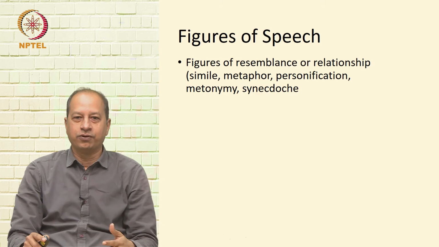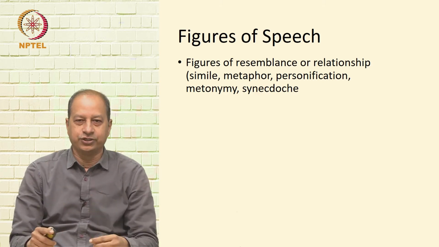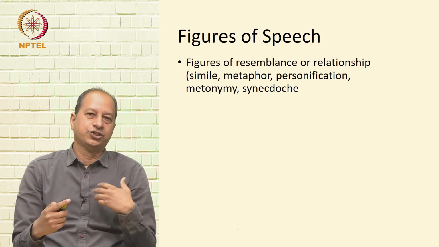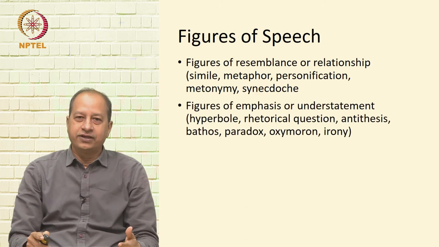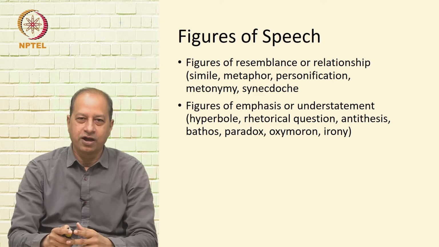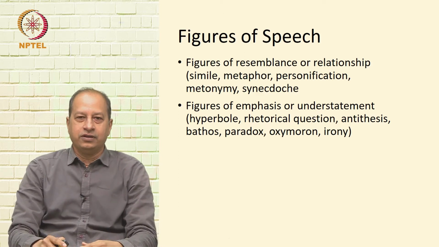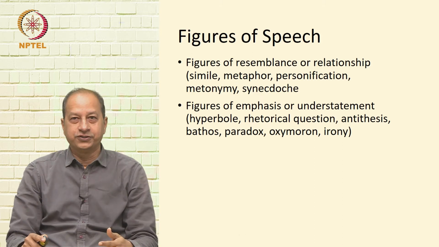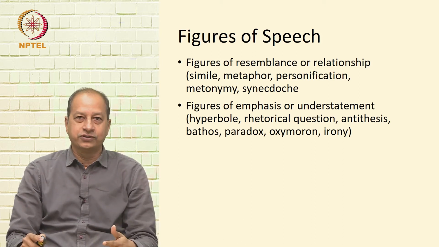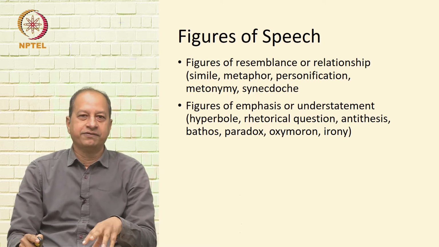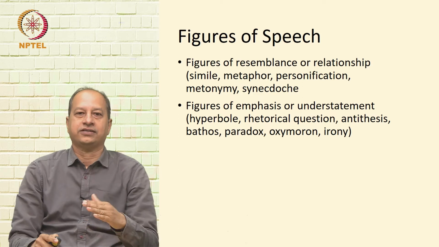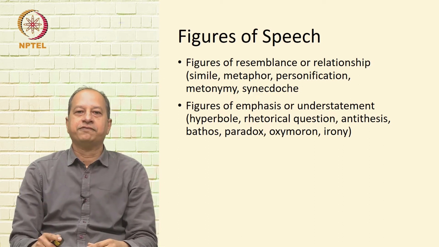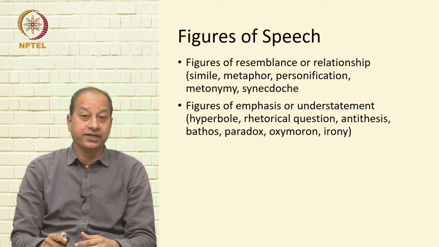So they are generally called figures of resemblance or relationship, because they show the relationship of one thing with the other. Then we come to figures of emphasis or understatement: hyperbole, rhetorical questions, antithesis, bathos, paradox, oxymoron, and irony. These are those figures of emphasis or understatement. If you want to exaggerate or de-exaggerate, we can use these figures of emphasis or understatement for that purpose.